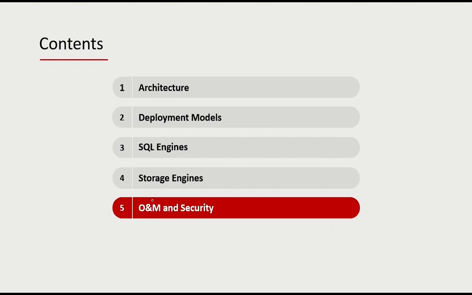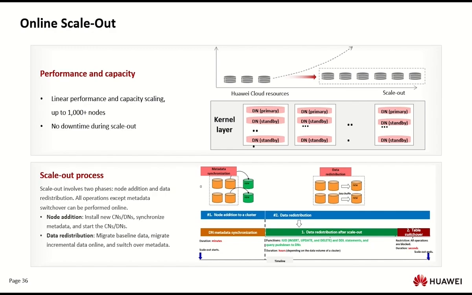Now let's go to the last chapter, operation and management. First of all, we're talking about online scale-out, which is a very important feature. Not the same as others, our GTM Lite feature enables our GaussDB performance to be increased linearly, up to more than 1,000 data nodes. And more importantly, no downtime during the scale-out.